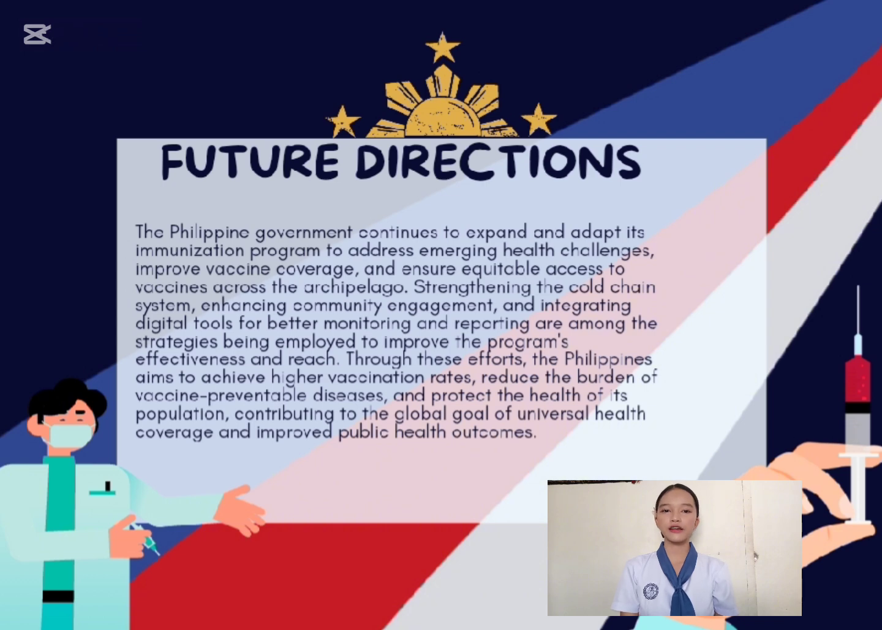Future direction. The Philippine government continues to expand and adapt its immunization program to address emerging health challenges, improve vaccine coverage, and ensure equitable access to vaccines across the archipelago. Strengthening the cold chain system, enhancing community engagement, and integrating digital tools for better monitoring and reporting are among the strategies being employed to improve the program's effectiveness and reach.